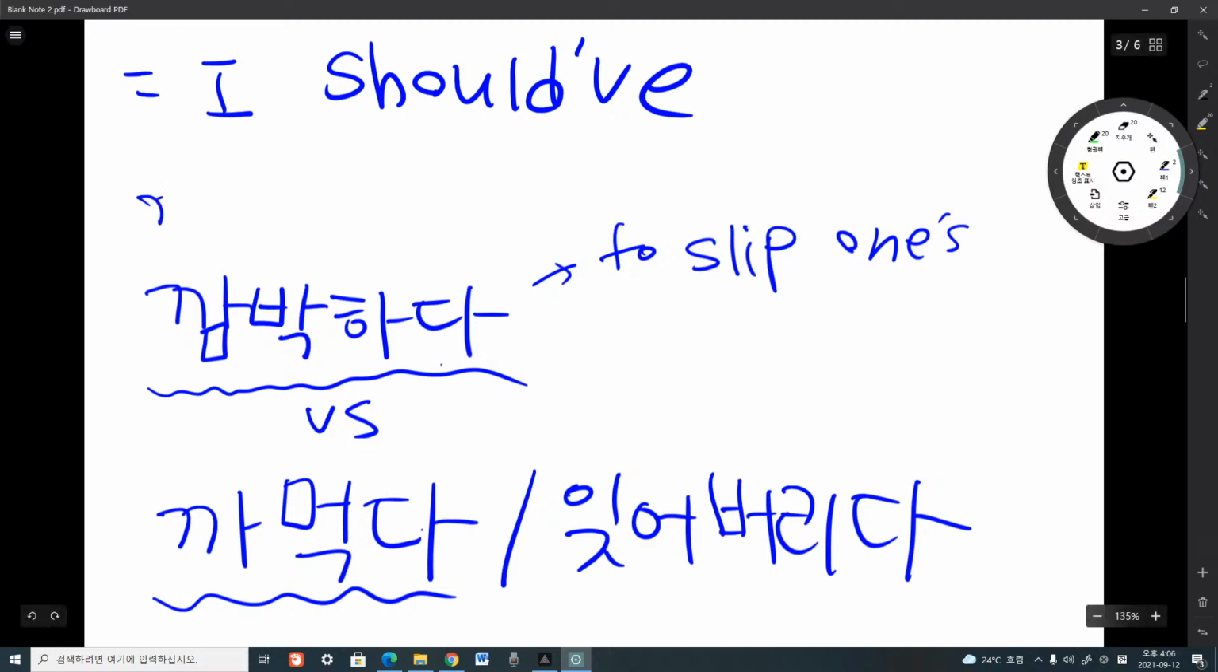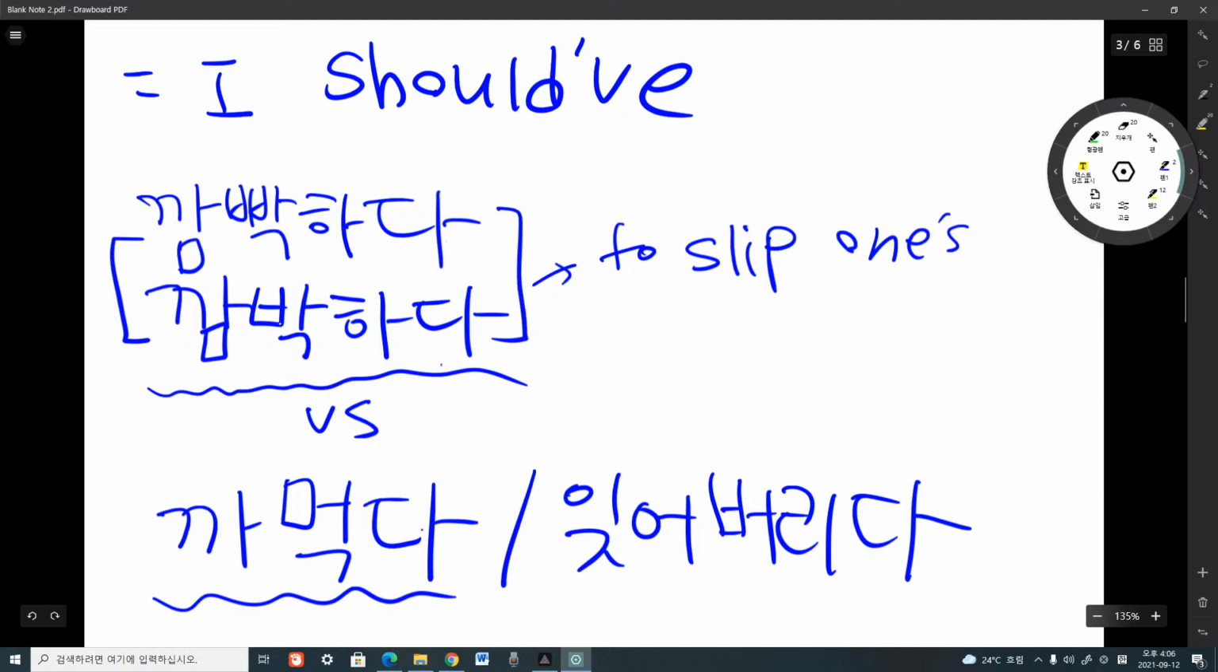오해님, 깜빡하다, 둘 다 맞아요. I actually looked it up in the dictionary while I was preparing for this lesson. 깜빡하다, 깜빡하다, 둘 다 맞고요. Both are correct. Both spellings are correct, but it's read with 쌍비읍, 빡. 깜빡하다.